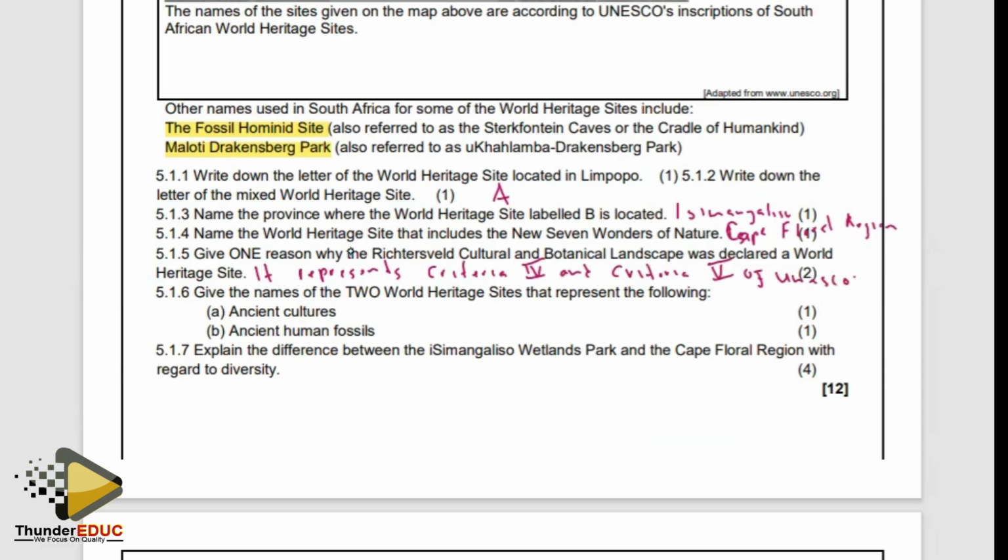Then give the names of two heritage sites that represent the following ancient cultures. Obviously we have Mapungubwe. Then we have the Khomani Cultural Landscape. Then the next one is the Fossil Hominid Sites of Southern Africa.